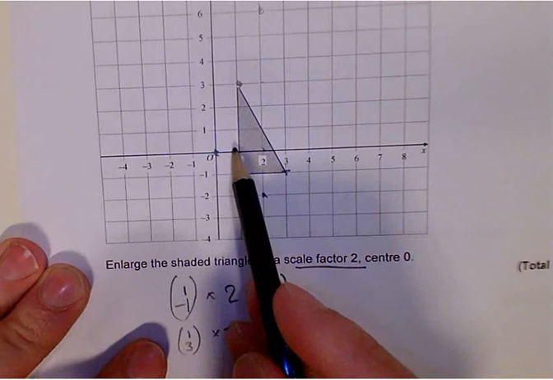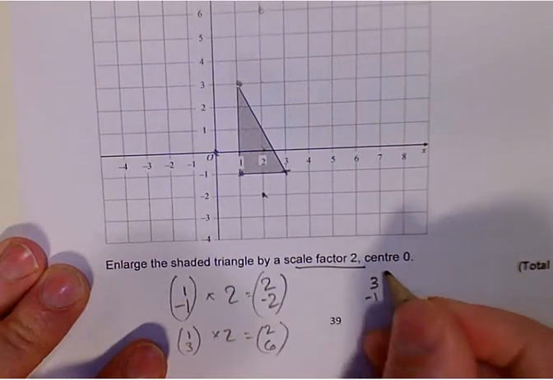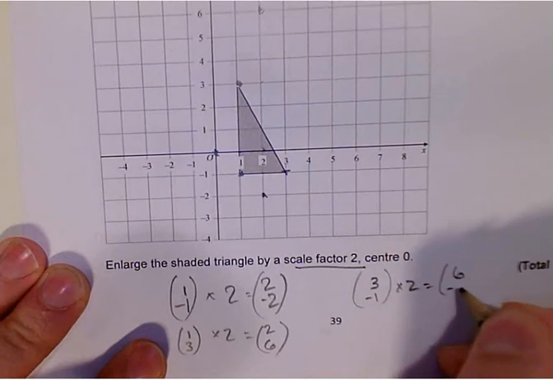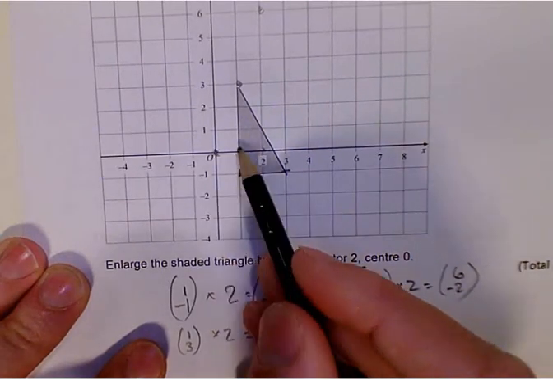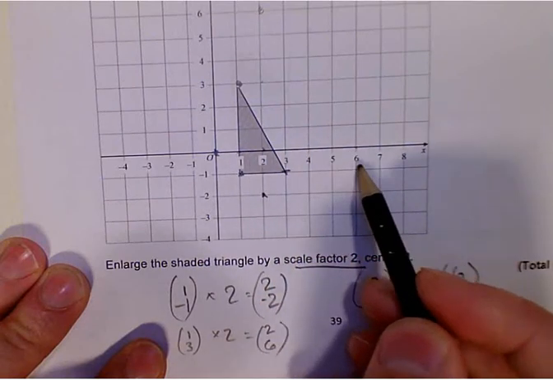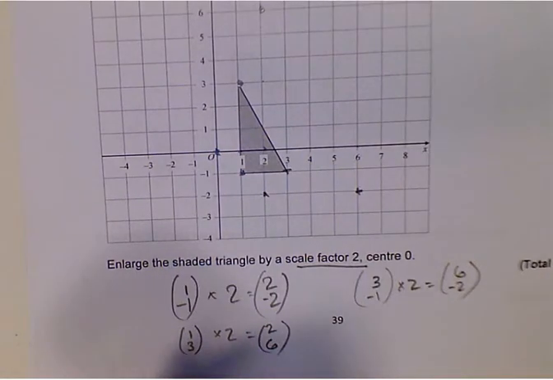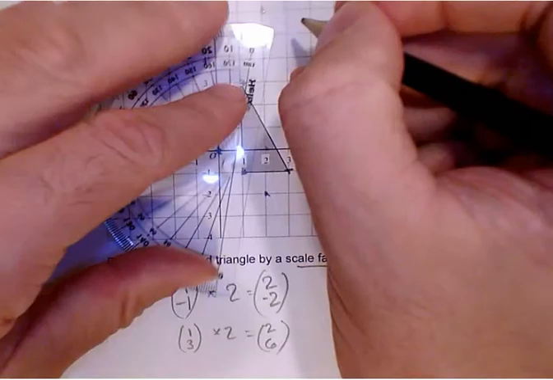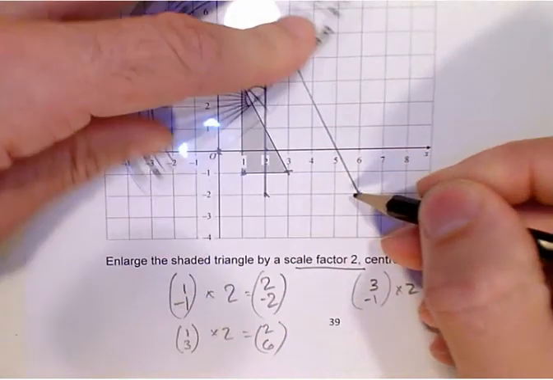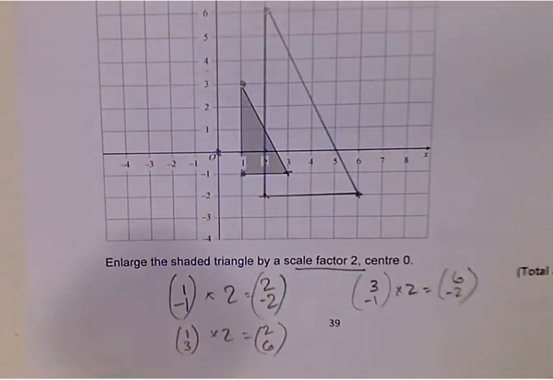I can do it one more time for this one. It goes 1, 2, 3 right, 1 down. Times that by 2, goes 6, minus 2. So it's going to go 1, 2, 3, 4, 5, 6 from the centre, 1, 2 down. I've now got the 3 points of my new shape, and I can join them up like this. Done. That's the last one for today.